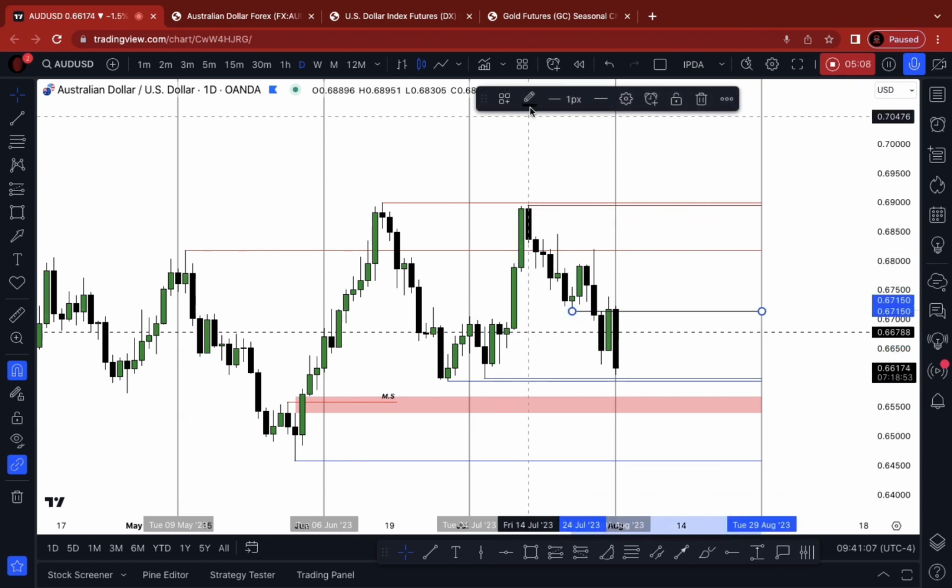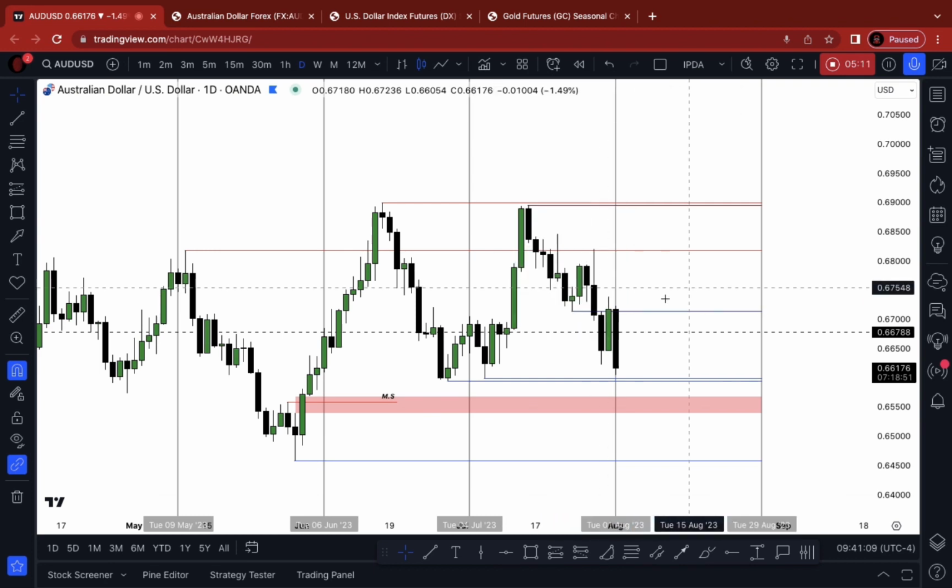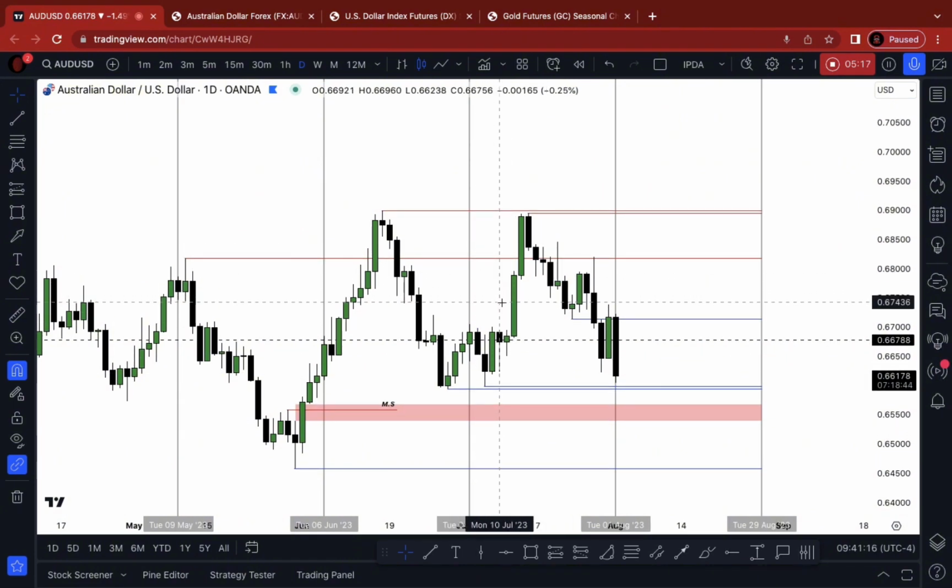We'll actually mark it off as a blue line because it's also a swing low. So keep it as a swing low. And then at this point, I like to look at something that I utilize every month, the seasonal tendencies.